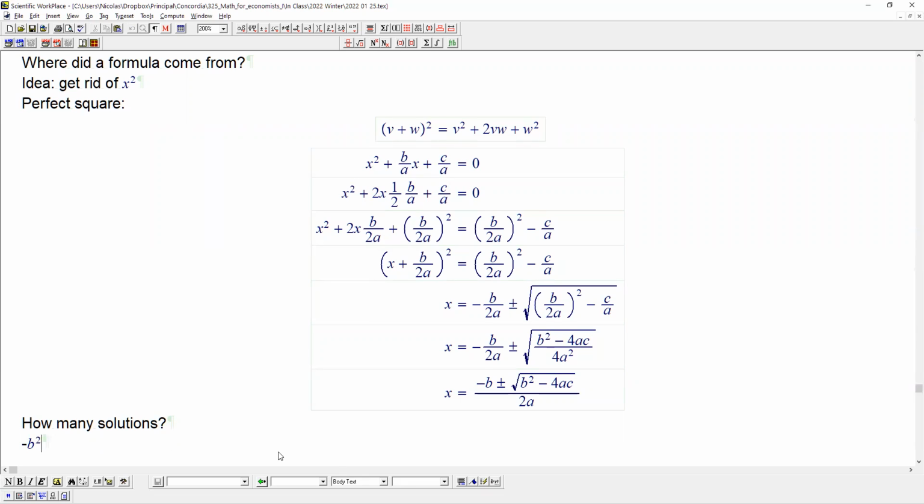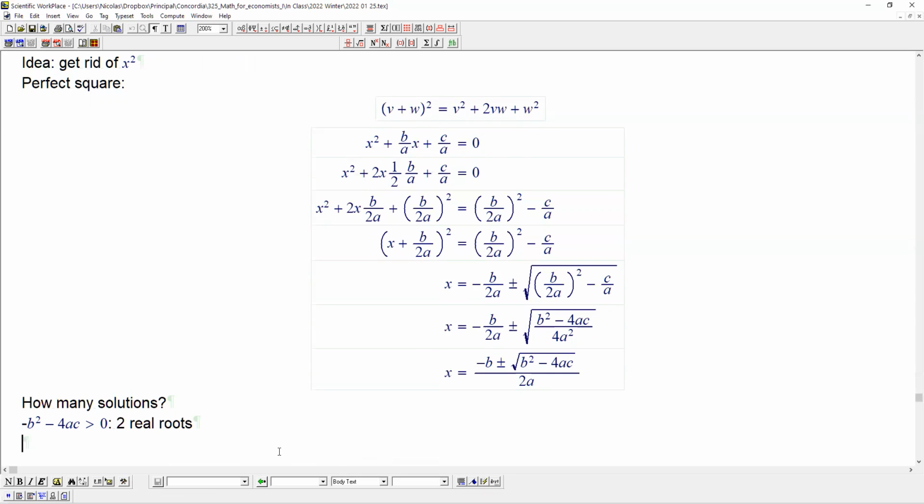If b squared minus 4ac is greater than 0, how many do I get? Two, yes, two. I'm going to see real roots. Because we could have complex. If I allow for complex numbers, it's different. So let's not go there.